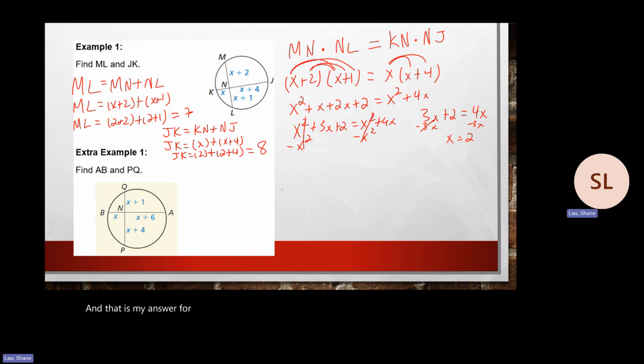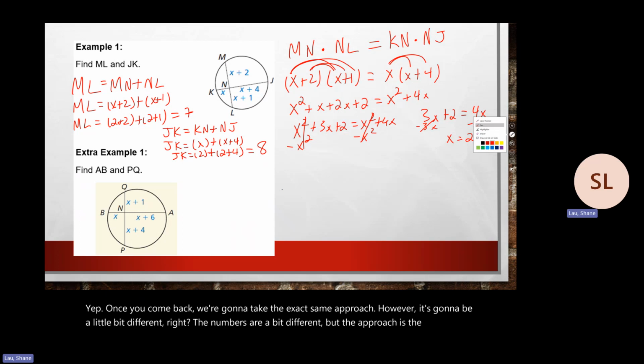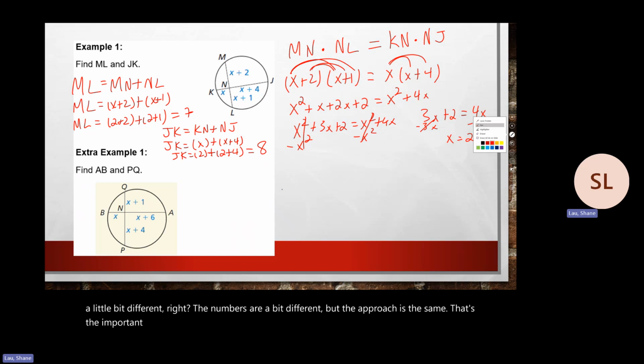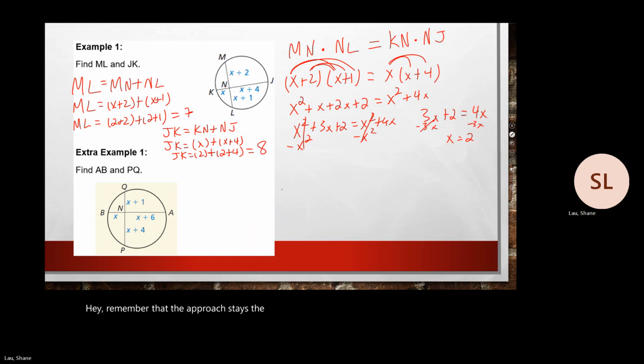Okay, I recommend you do this next problem on your own, see how far you can get. Do the best you can and whatnot. Okay. Once you've come back, we're going to take the exact same approach. However, it's going to be a little bit different, right? The numbers are a bit different, but the approach is the same. That's the important thing. Okay, remember that the approach stays the same, even if the numbers are a little bit different.